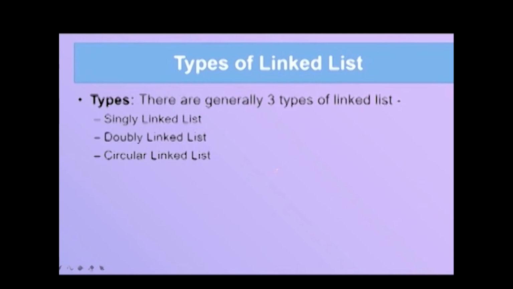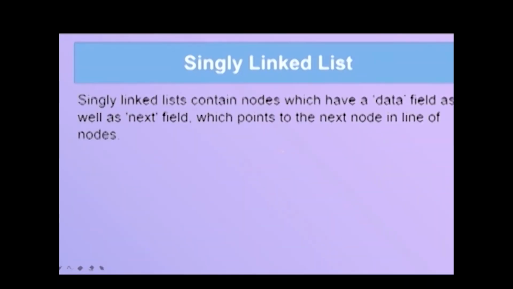Okay. Then types of linked list. There are generally three types of linked list: singly linked list, doubly linked list, and circular linked list. We will describe them briefly. First, singly linked list. So what is a singly linked list? We have seen it. It is a simple linked list. Singly linked lists contain nodes which have a data field as well as a next field, which points to the next node in the line of nodes.